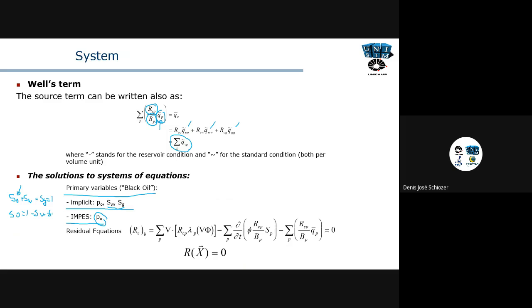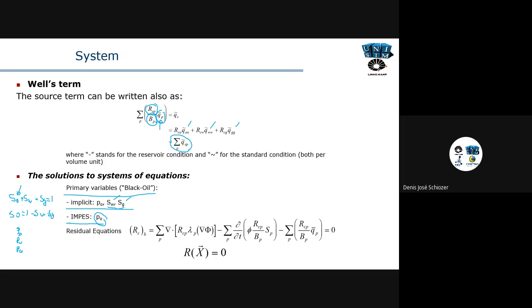1 minus Sw minus Sg. And the same thing for pressure, because we have the oil pressure, the water pressure, and the gas pressure. They can be different because of the capillary pressure. But as we know the capillary pressure, we can account for only one variable here, and the others will be calculated as a difference between the pressure of oil and the capillary pressure, okay? So that's why we don't have 3 saturations and 3 pressures as variables. We have only 3 variables, which normally are oil pressure, saturation of water, and saturation of gas.